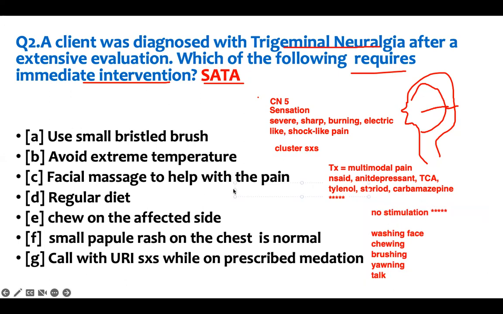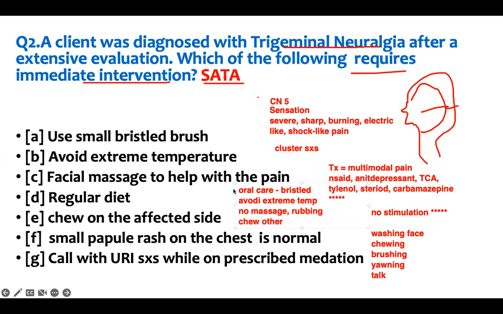So your treatment is basically oral care. You have to give them oral care. That means they have to use a soft bristle brush. They can brush the teeth so that it doesn't trigger the nerve. They have to avoid extreme temperature, so nothing too cold, nothing too warm, otherwise it will trigger them. No massage of the face. Like I said, you don't want to stimulate anything, and no rubbing either. If you want to chew, don't chew on that side. Chew on the other side, right?